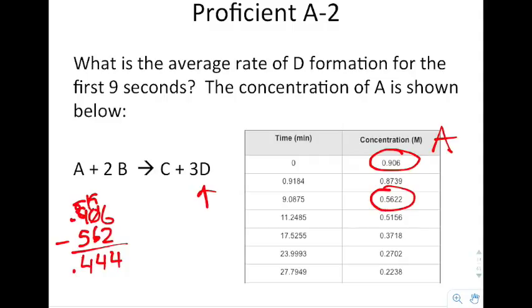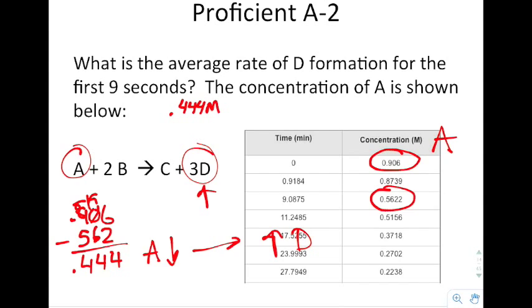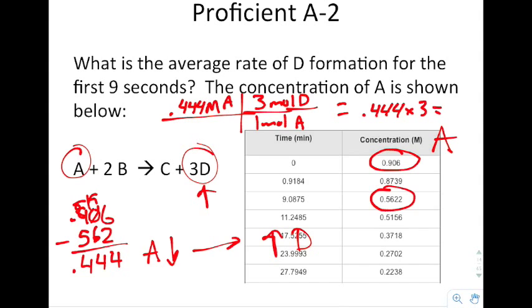So this right here represents the decrease in A's concentration. Now you need to look at by how much the increase of D is going to be. When you look at the stoichiometry of this, you would say for every A that disappears, you create 3 D. So I would say 0.44 is the change in molarity for A. For every 1 mole of A, you produce 3 moles of D. So when you multiply this out, you'd say 0.444 times 3, and that would be your answer.